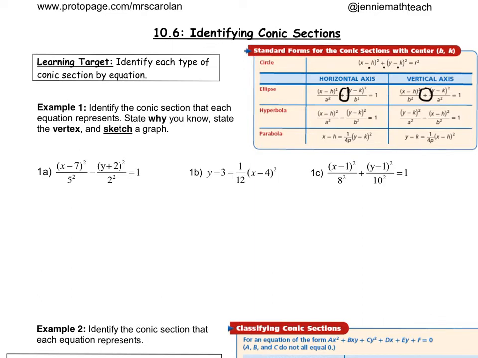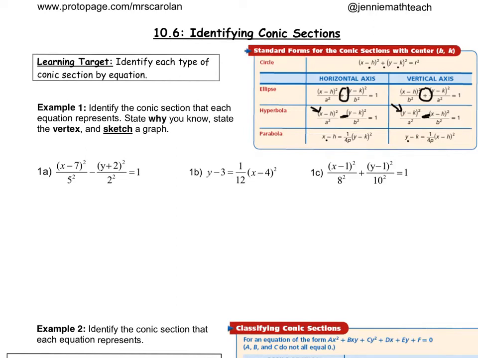right? And the longer number, the bigger number, tells you the major axis and whether it will be horizontal or vertical. The hyperbolas have minus signs, and the first letter will tell you if it's horizontal or vertical. And the parabola has a plain X or a plain Y, and then the other one will be squared.